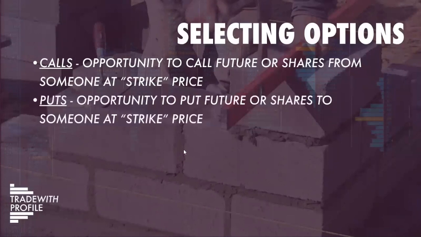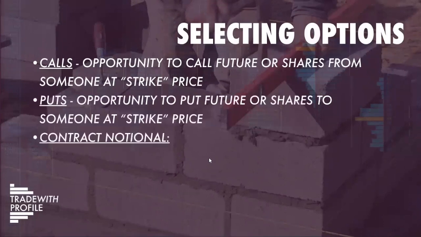Now you can elect to what we call exercise that option at expiration. 90% of options go unexercised, they expire worthless because no one actually did it. They were used as insurance up till the point of expiration, and then people get out of it.